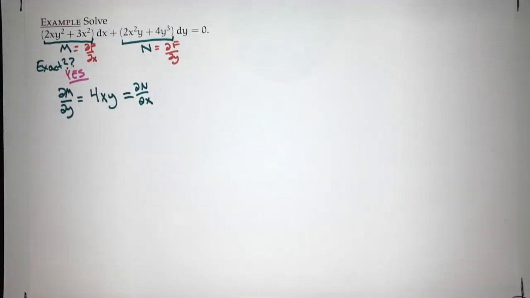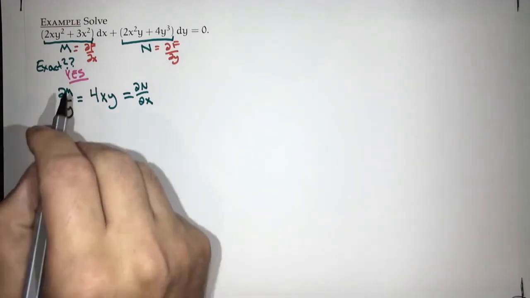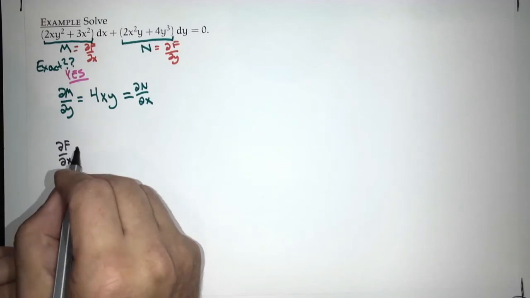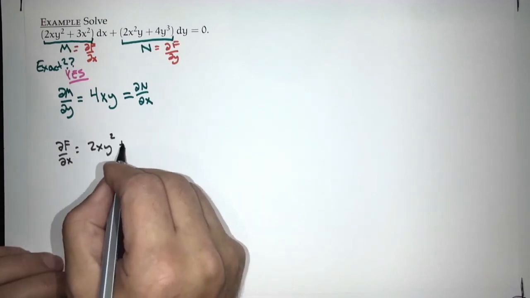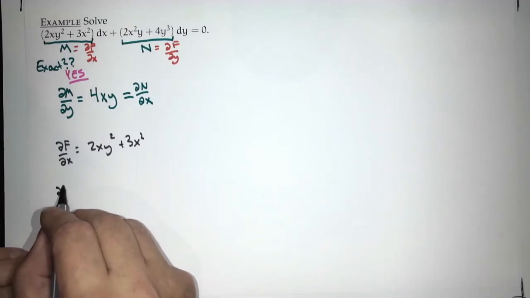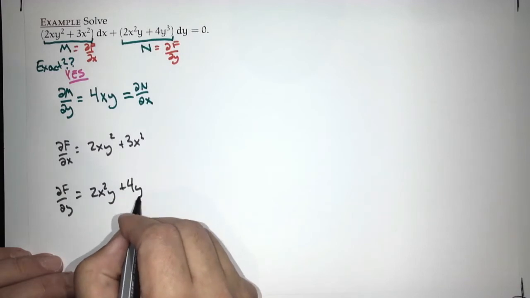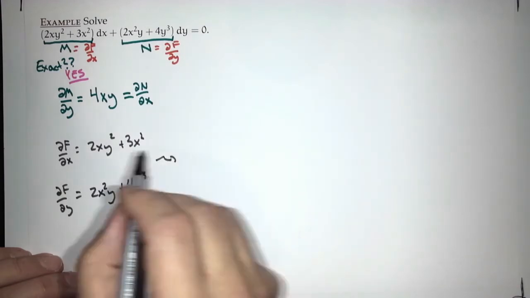All right. So now we know that we're going to succeed modulo our ability to integrate. Okay, so I know I outlined a procedure, but I just want to show you in practice a way that's a little bit faster, and I'll explain the ideas. We know we have our partial f partial x, that's 2xy squared plus 3x squared, and our partial f partial y, that's 2x squared y plus 4y cubed. And now what we do is we're going to integrate both of them.